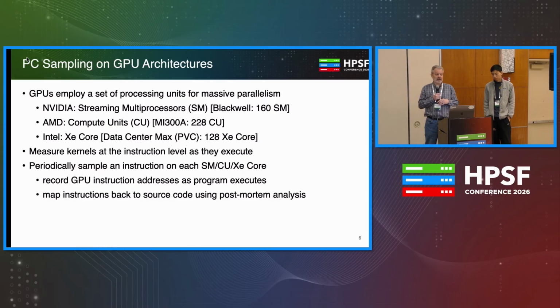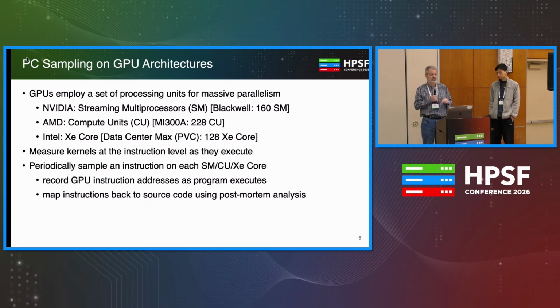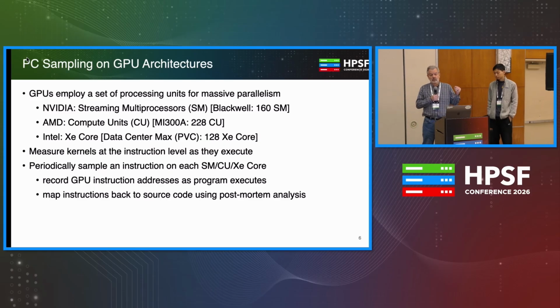With PC sampling, you're measuring kernels at the instruction level as they execute. The way that this works is you're periodically sampling an instruction on each streaming multiprocessor or compute unit or ZE core. I'll just say streaming multiprocessor from now on, because that's the terminology that most people know from working with NVIDIA GPUs. What is going on is you're interrupting the GPU and sampling an instruction, and then recording the GPU instruction addresses as the program executes. After the program execution is done, we map the instructions back to the source code in postmortem analysis. And that tells us where we're spending our time.